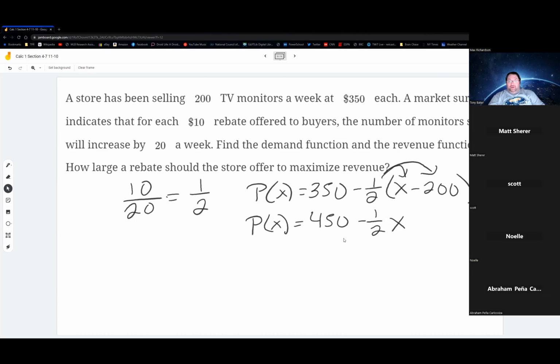So in essence, what we're looking at is what I have to price it at to sell that many monitors. If I want to sell 100 monitors, I would price it at $400, because 450 minus 1/2 times 100 is $400. That's what the price equation is figuring out: if I price it at this, that's how many monitors I'm selling.